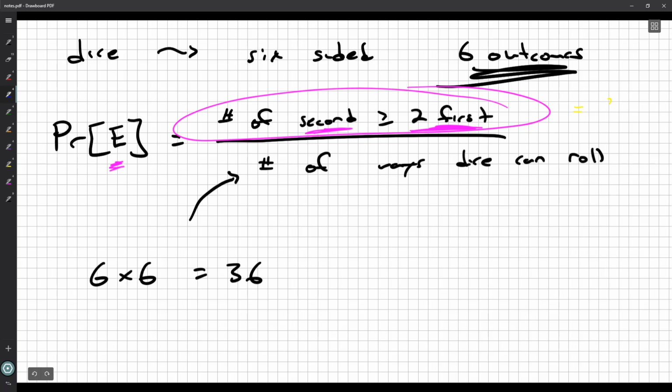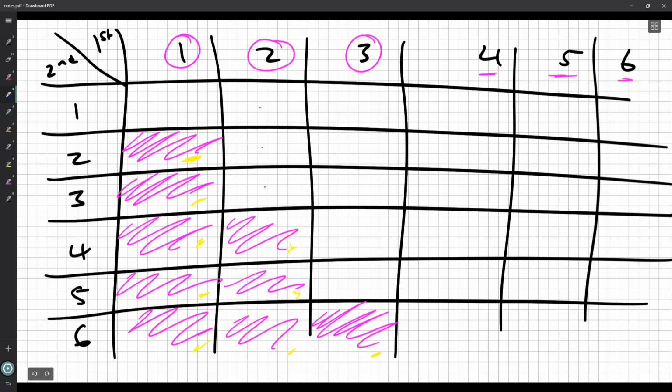Use a different color here. 9 different possible ways to have the second die roll at least twice the first, out of the total, and again we visualize these squares, 36. That actually simplifies to 1/4. Okay, so that's a different way of looking at a question like this.